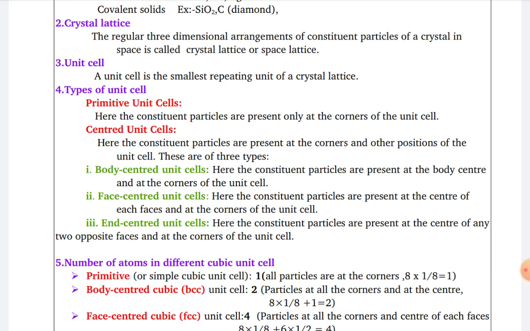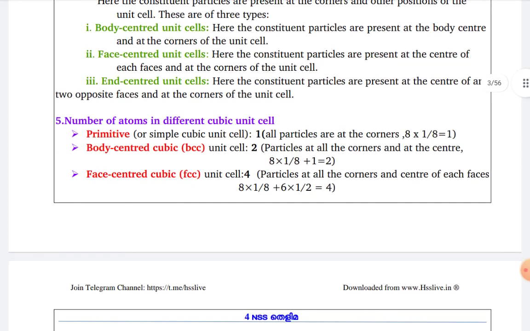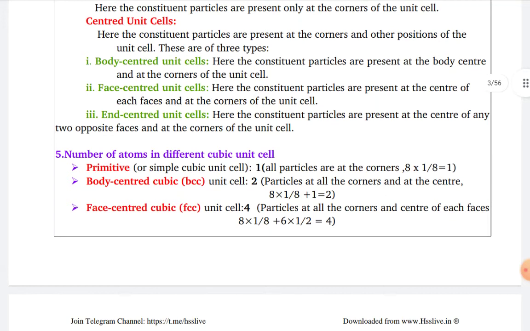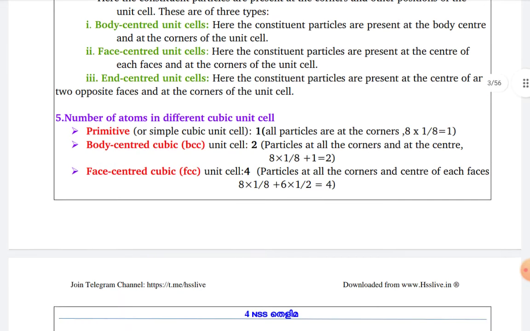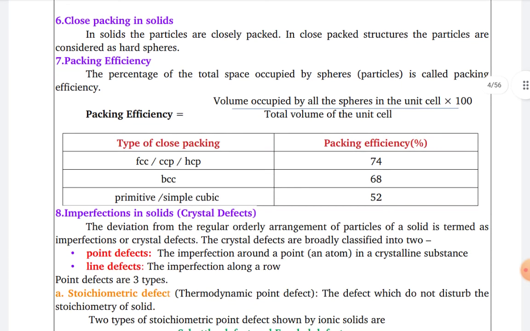And then comes the number of atoms in different cubic unit cells. In primitive it is 1, in body centered it is 2, and in face centered it is 4. 1, 2 and 4. The next is close packing in solids.